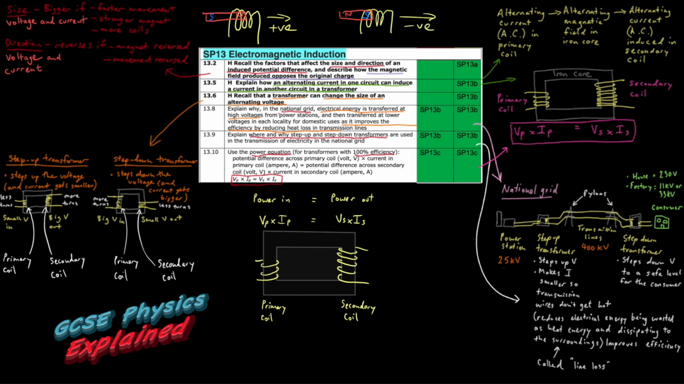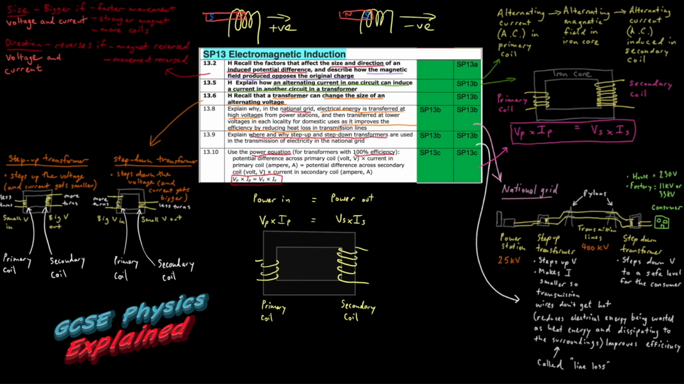Explain why in the national grid electrical energy is transferred at high voltages from the power station and then transferred at lower voltages in each locality. So in other words, next to someone's house or next to the factory or a hospital.